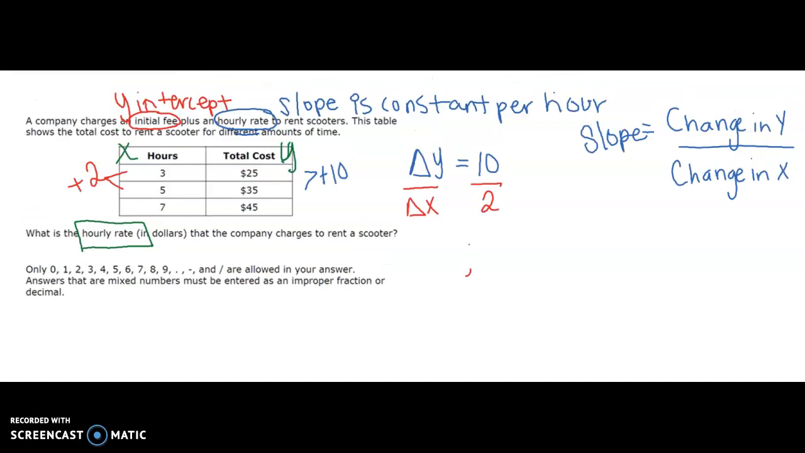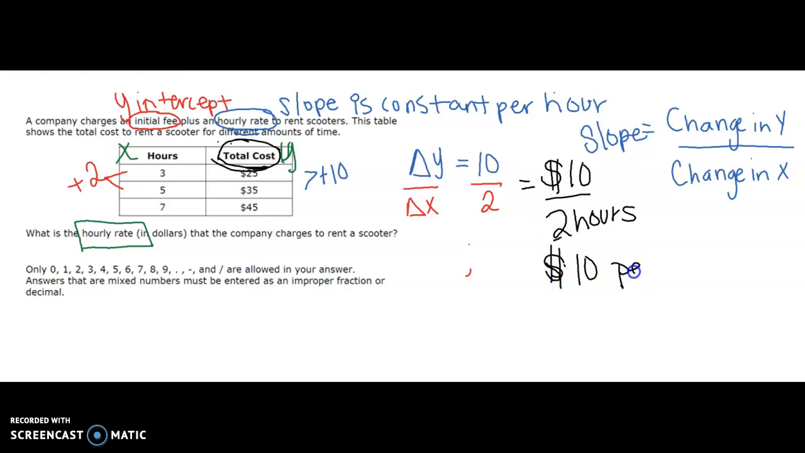So now that we found our slope, let's put some context into this. The 10 represents the total cost. So when I put a 10 here, I'm really talking about $10. I'm going to write it like this. $10. And when I find the change in x, that's 2 hours. So in other words, how much are they charging me? They're charging me $10 per every 2 hours because that's what the slope gave us for 2 hours.